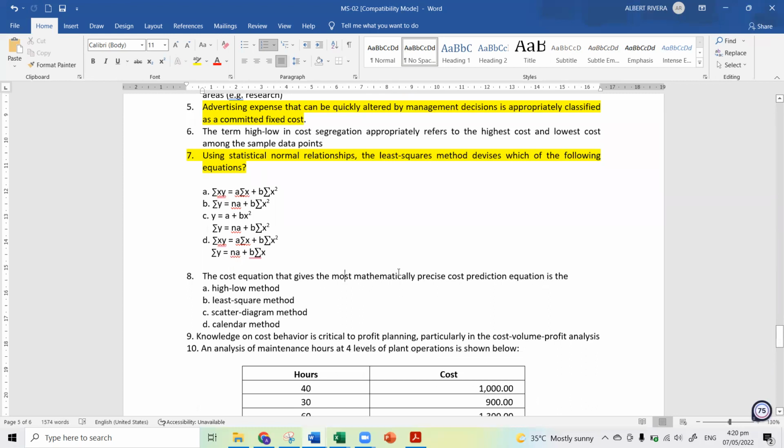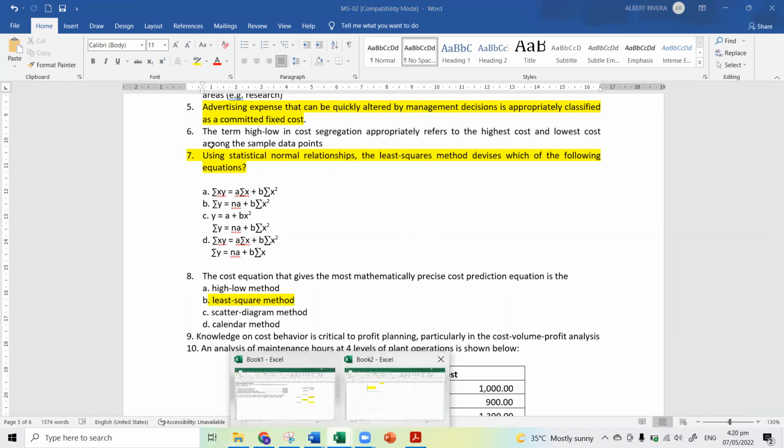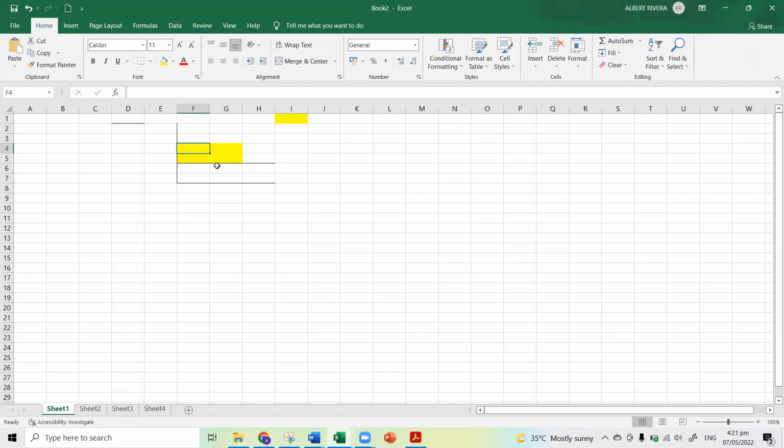The cost equation that gives the most mathematically precise cost prediction equation is the least square method, because this is regression. We use a statistical model, and that is the least square method. So the most accurate among these items is the least square method. There's no such thing as calendar method. There are high-low, least square, and the scatter diagram method. In the scatter diagram method, you just plot the points on your graph, like what I showed you earlier. Those are dots, the scatter diagram. That is extremely high.